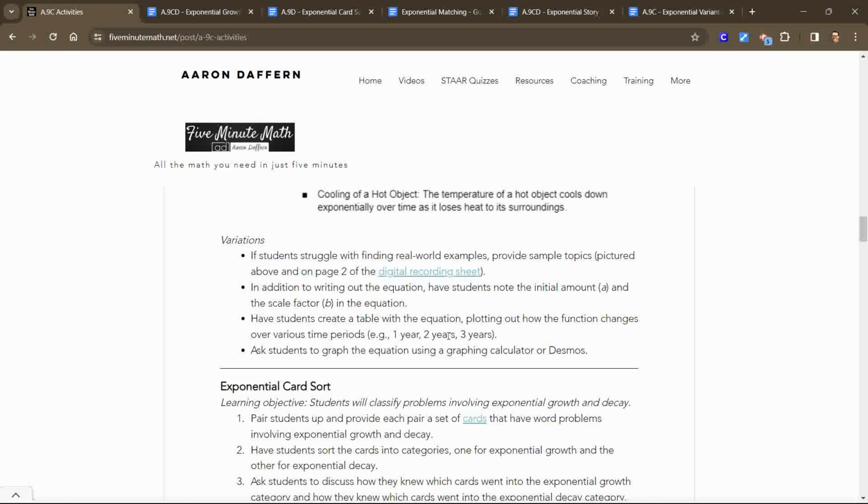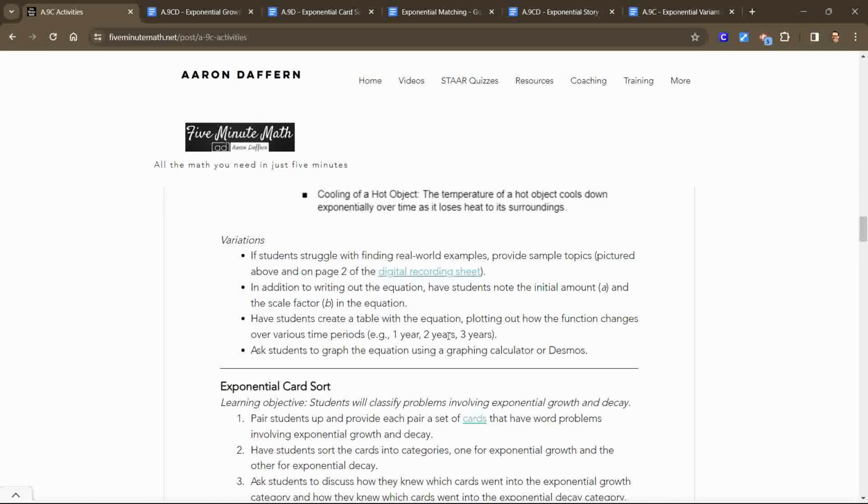In addition to writing out the equation, go ahead and have the students write out the A, the initial amount, and B, the scale factor, right? So have them go ahead and name all the components of that exponential function. You can also have them create a table with the equation, then plot out how the function changes with various time periods, like 1, 2, 3 years, or 1, 2, 3 weeks, 1, 2, 3 hours, whatever time happens to be, and then they can graph it.